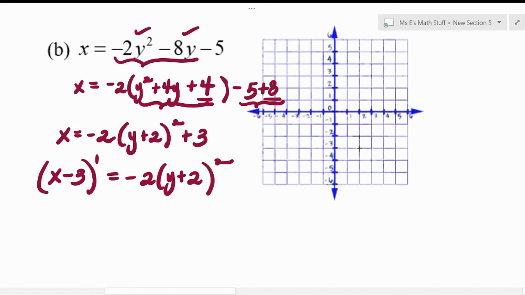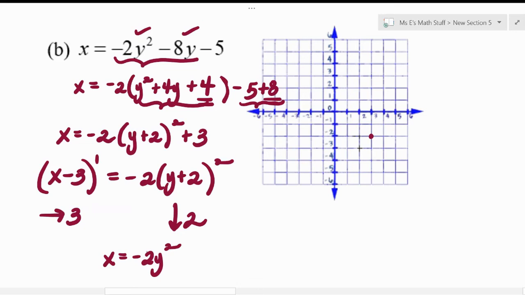So let's pay attention to our horizontal shifting rules. So this would be shifted to the right 3 units and then down 2. So the vertex should be at the point 3, negative 2. Which way should it open? Well, if you stripped off the shifts, you'd be left with x equals negative 2y squared. So you've got an x equals y squared parabola, so it would open horizontally.